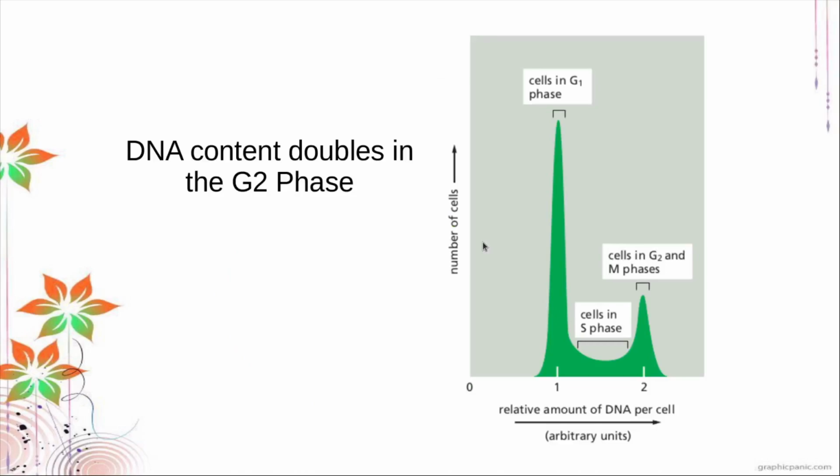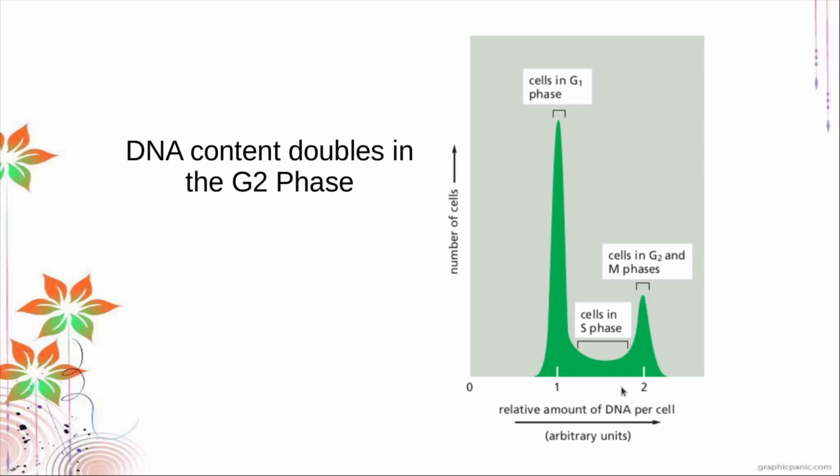If we look at this DNA content, the number of cells versus the relative amount of DNA per cell, in arbitrary units, the majority of the cells are in the resting phase, the G1 phase. If we liken it to our lives, the normal day-to-day life of us is basically the G1 phase. And then less than half will be in the G2 or M phases. The cells in the G2 and M phases are the ones that are actively undergoing cell division.